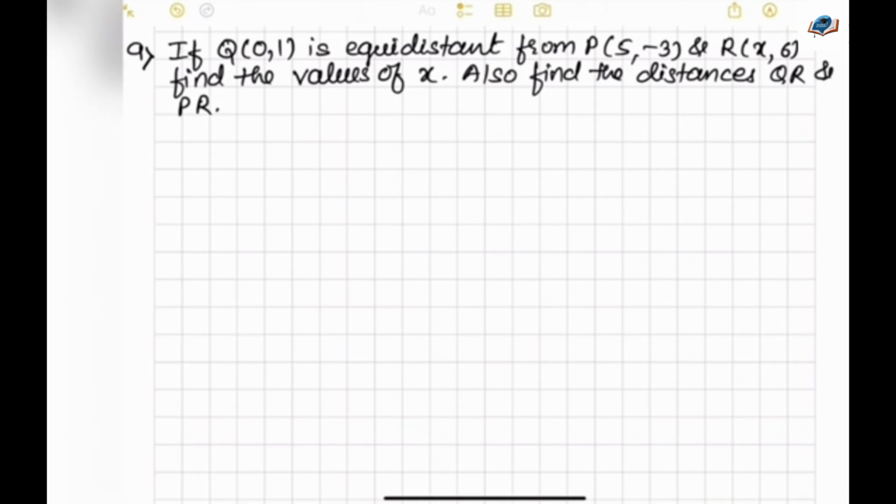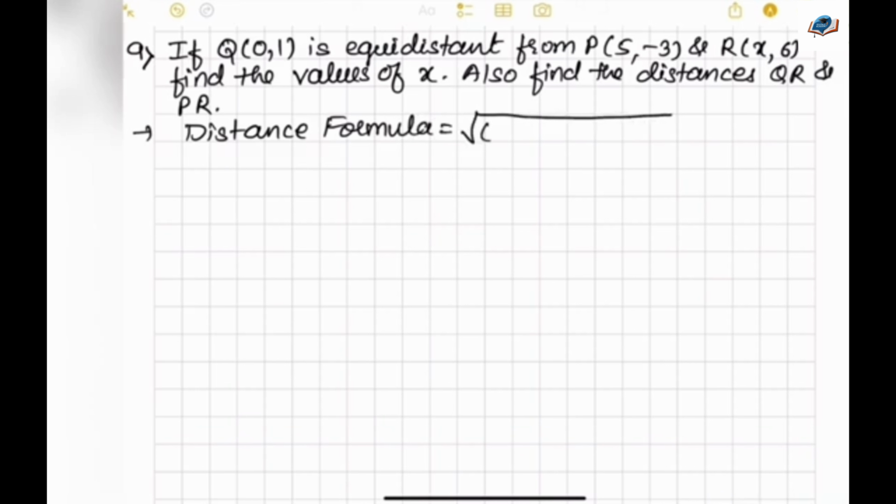Next question says, if Q(0, 1) is equidistant from P(5, -3) and R(x, 6), find the values of x. Also find the distances QR and PR. So here also I will be using the distance formula, that is root of (x2 minus x1) whole square plus (y2 minus y1) whole square.